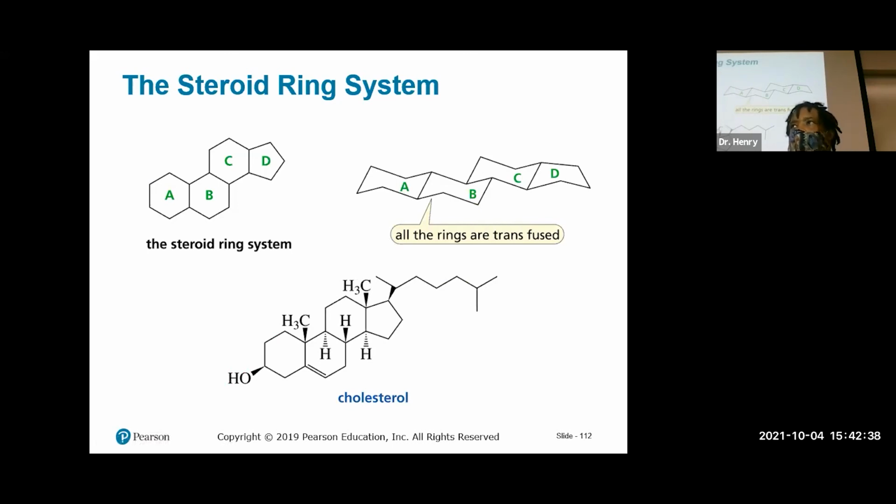Okay, steroid rings. So this is the typical formation for our steroid rings. You'll notice these are 3 hexanes and then a pentane at the end. So this is cholesterol. And then we have functional groups that'll be hanging off of it. These rings are going to be trans-fused, more stable. You can see it, trans-fused.